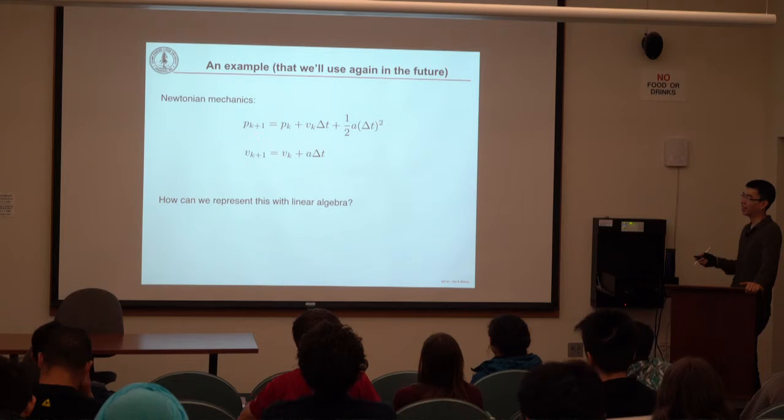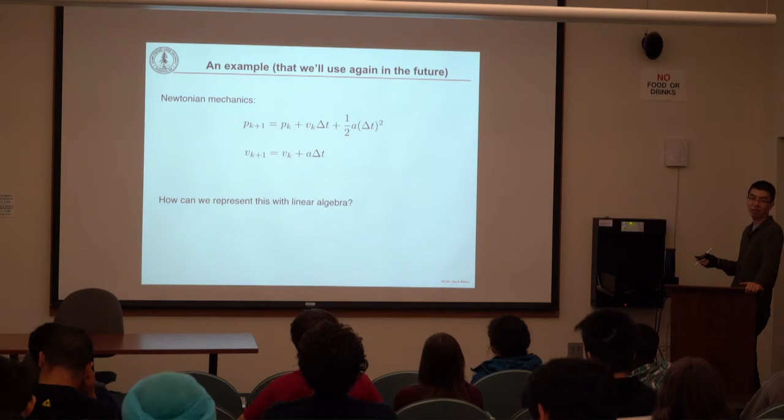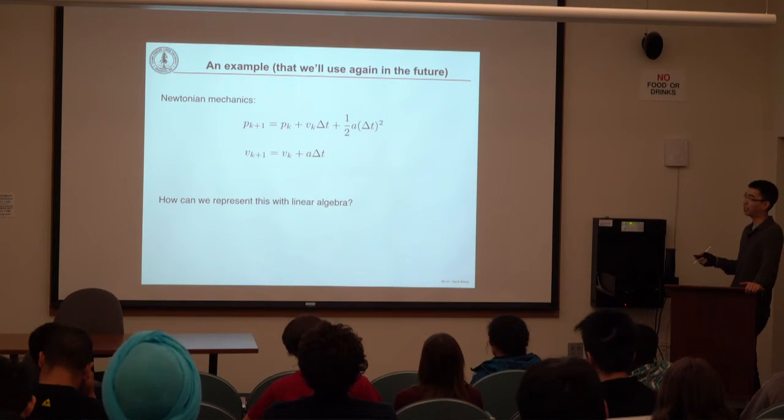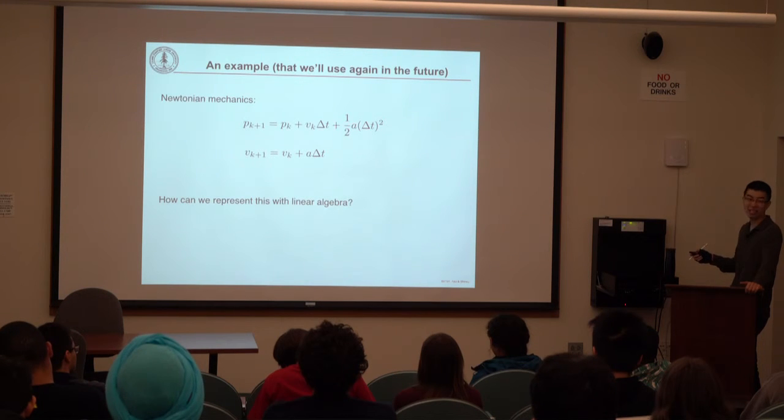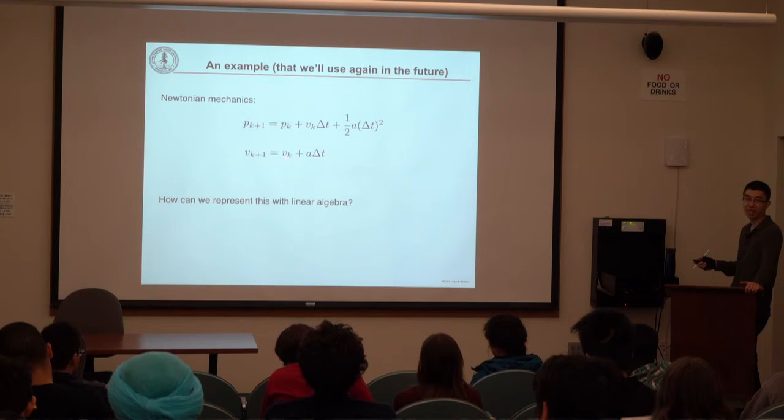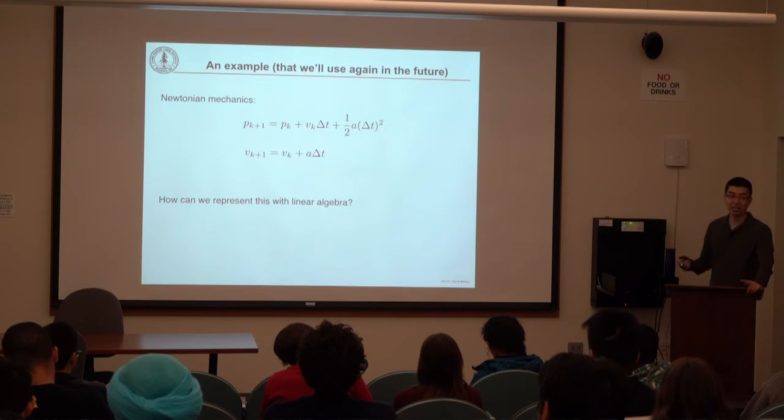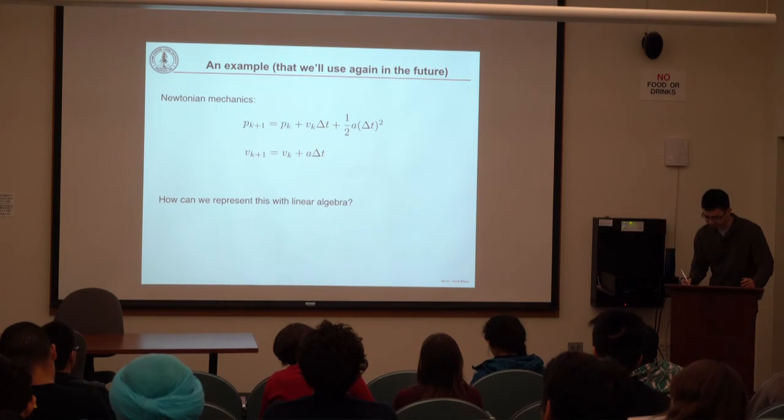We know that the position at some time k plus 1 is equal to our position at time k plus the velocity at time k integrated out times delta t plus the acceleration twice integrated. And similarly, the velocity at time k plus 1 will equal the velocity at time k plus your integrated acceleration. And so the question is, how do we represent this with linear algebra?